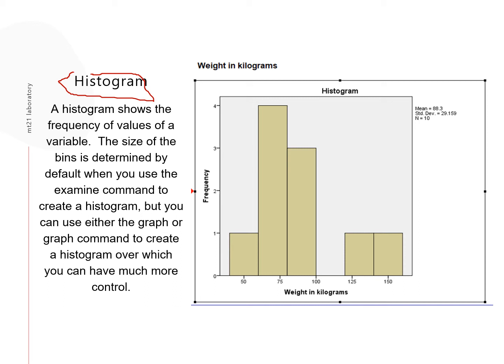So like this example, guys, weight in kilograms. So very easy to determine the values for the frequency, right? So how many of the sampled population have the weight of 75? So based on this histogram result, it will tell you that there are four respondents who weigh 75 kilograms, or has a body weight of 75 kilograms.